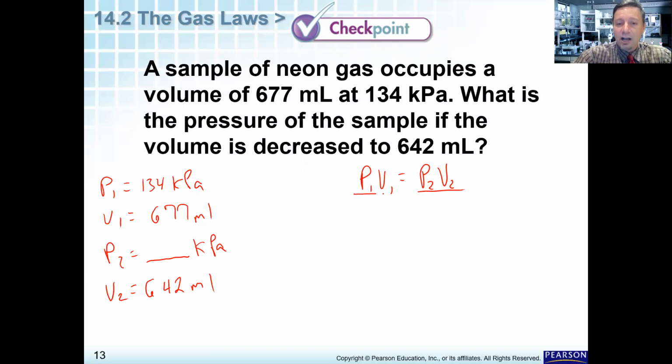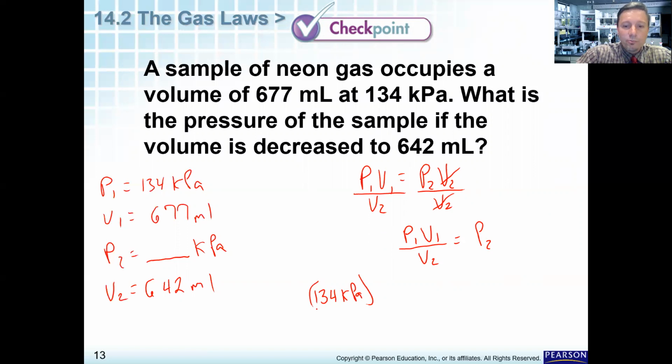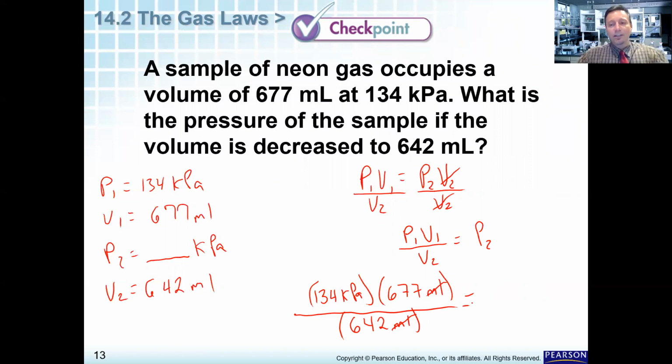So I'm going to divide both sides by V2, and that cancels off. So now I have, exactly how it's written here, P1 V1 over V2 equals my pressure 2. I'm going to plug in exactly what you see happen here. Pressure 1 is 134 kilopascals, in parentheses. My volume 1 is 677 milliliters, and I'm going to divide that by my volume 2, which is 642 milliliters. I'm going to put these all in parentheses. If you look at what happens, my milliliters cancel off. So now I'm just going to get my calculator and plug this in.